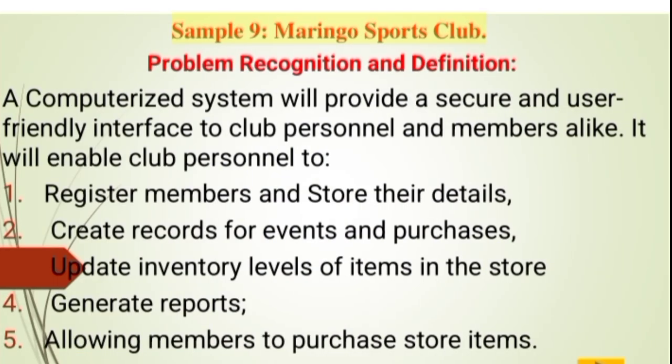Sample 9. Maringo Sports Club. Problem recognition and definition. A computerized system will provide a secure and user-friendly interface to club personnel and members alike. It will enable club personnel to: 1. Register members and store their details. 2. Create records for events and purchases. 3. Update inventory levels of items in the store. 4. Generate reports. 5. Allow members to purchase store items.